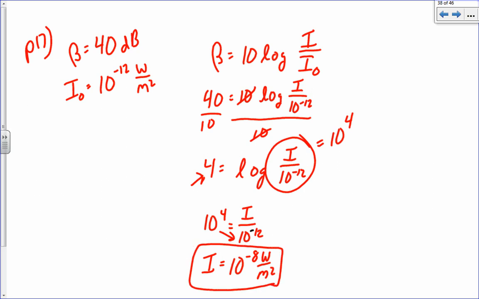Problem number 17. If you have this on your test, it'll be something very similar to this. Give you beta or give you the intensity and ask you to find the other, either the intensity or the number of decibels. Let's see, number 31.